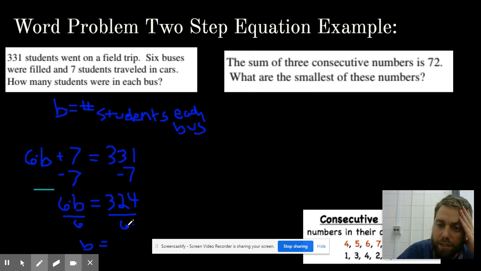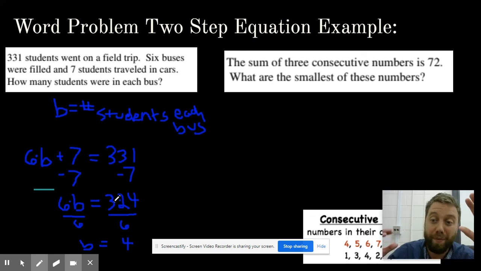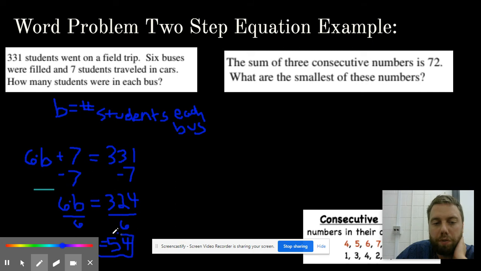324 divided by 6. Ignoring the 300, 24 divided by 6 is 4. So we have a 4 here. And then 300 divided by 6, well, we can pretend it's 30. 30 divided by 6 is 5. So 300 divided by 6 is 50, giving us 54. Okay, you can do that using long division if you prefer.